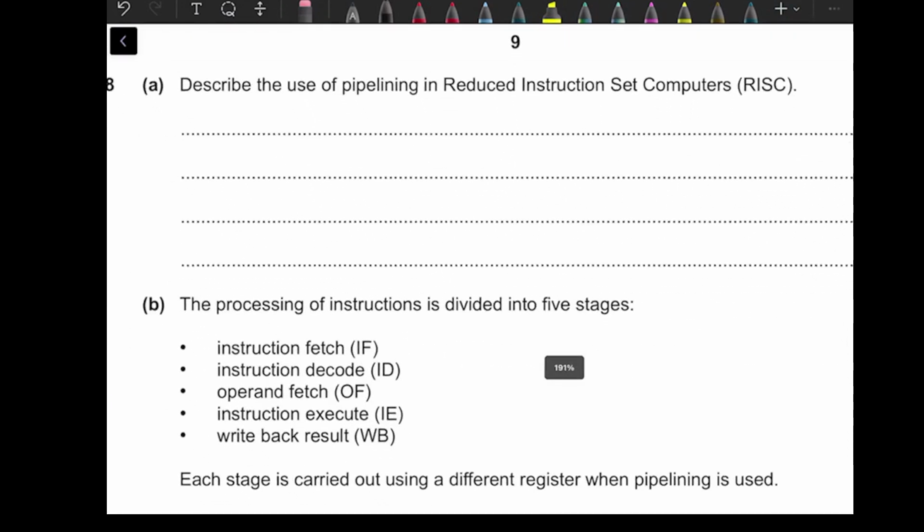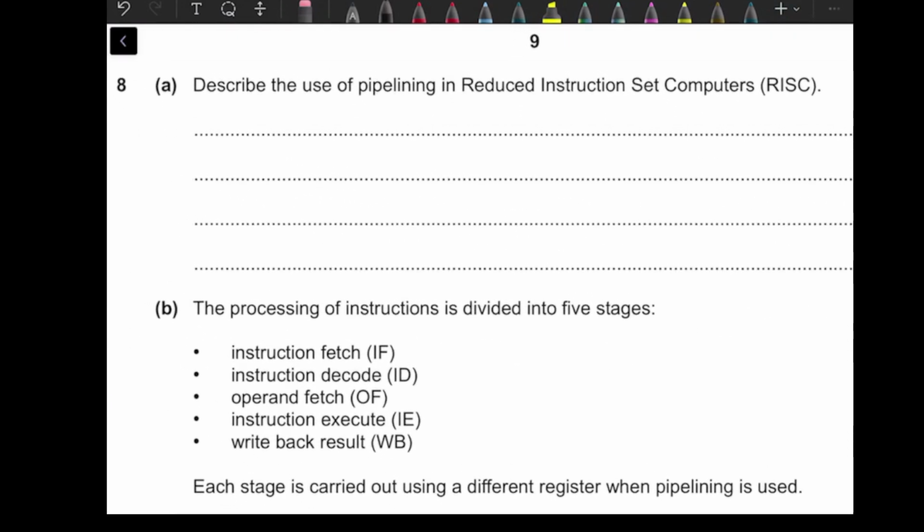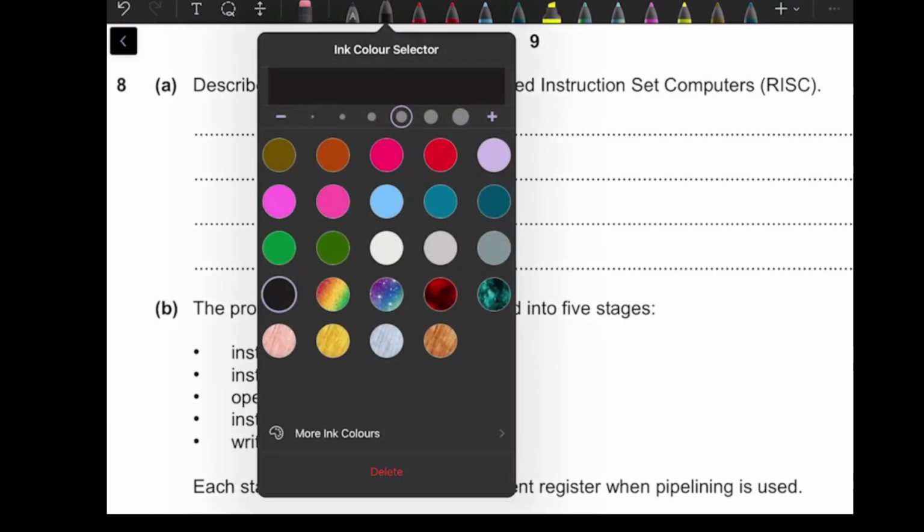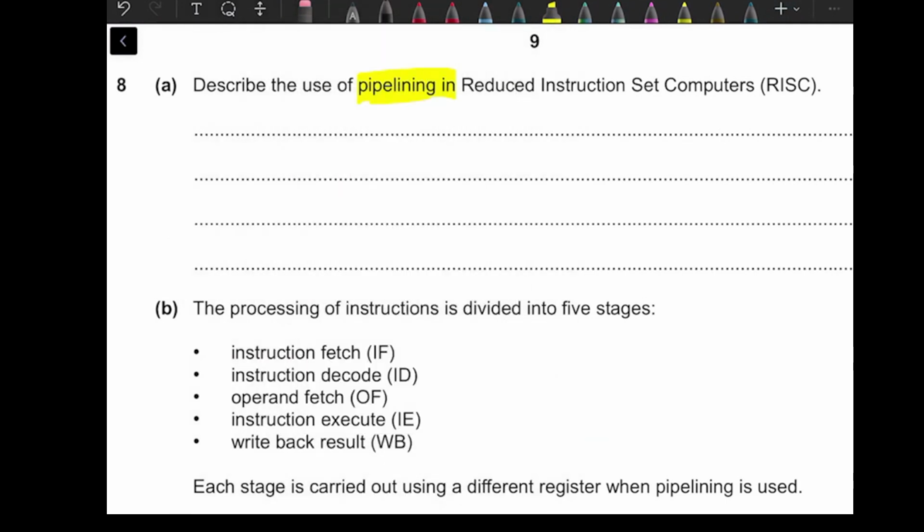Okay, I'm leaving it. Describe the use of pipelining in the reduced instruction set computers. There are two philosophies that are being followed for the processor architecture. One is the RISC and the other one is the CISC. So it says the use of the pipelining. Pipelining means the parallel processing. So what is the use of pipelining in RISC?